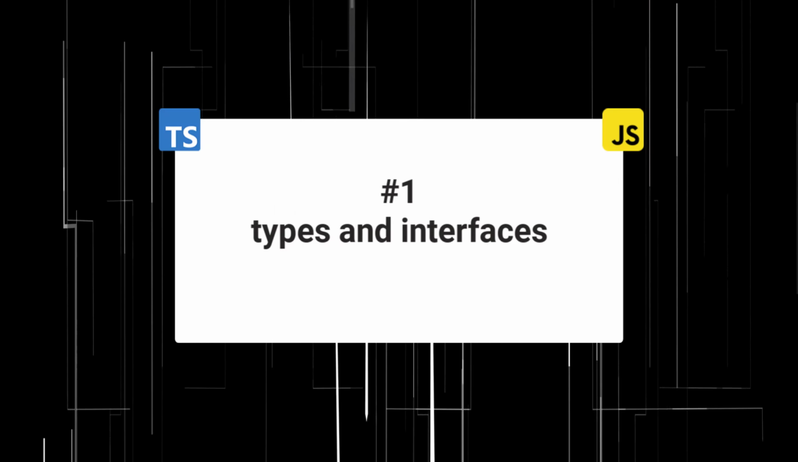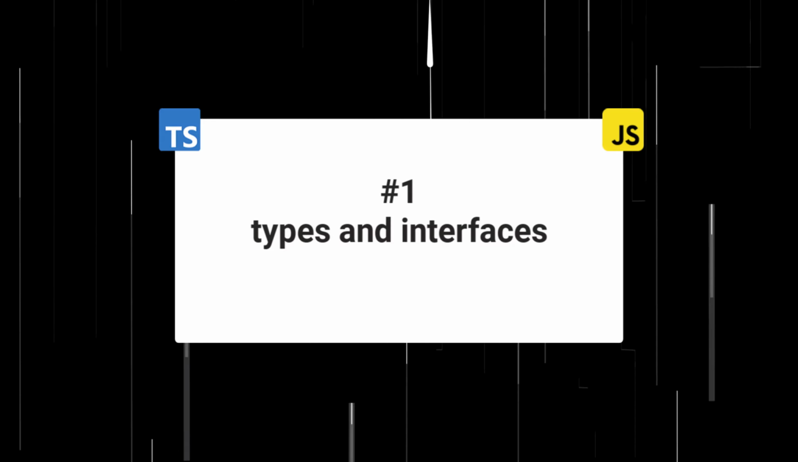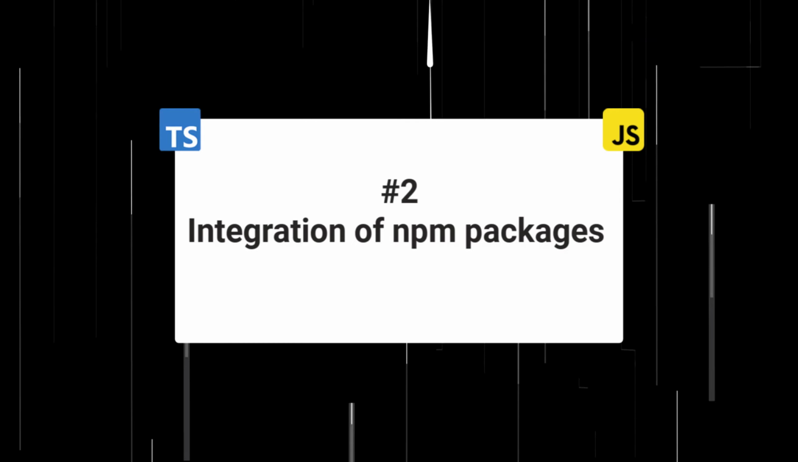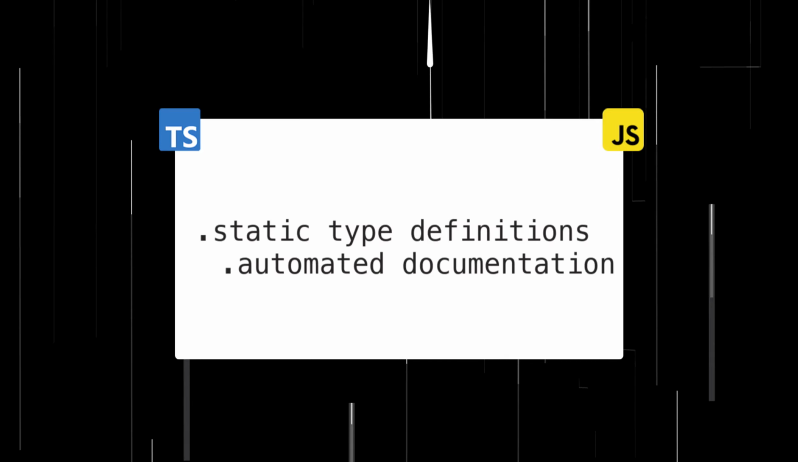1. TypeScript uses concepts like types and interfaces to describe data being used. No such concept is available with JavaScript. 2. Integration of NPM packages like Node.js or Ruby with TypeScript is allowed. The packages come with static type definitions, automated documentation, or have an external one that is easy to install. Whilst JavaScript allows you to explore and create code without a build step.